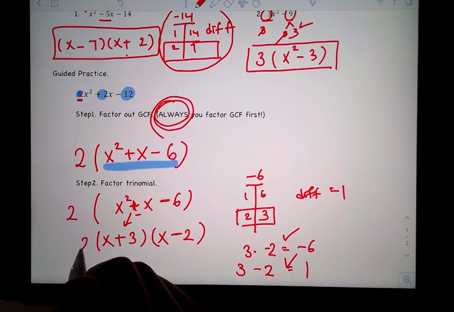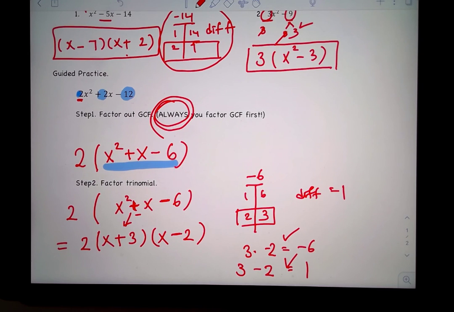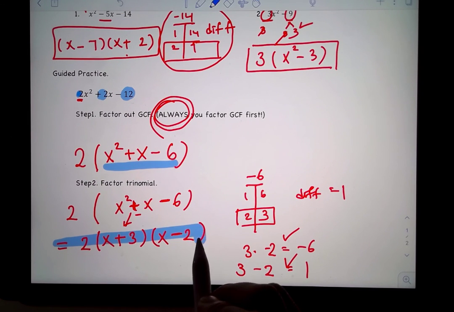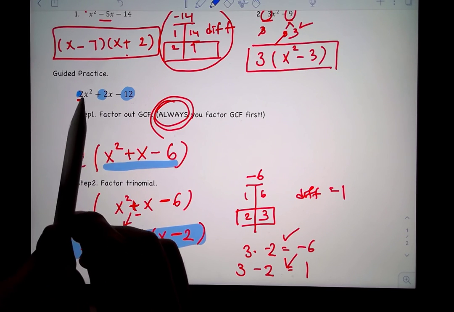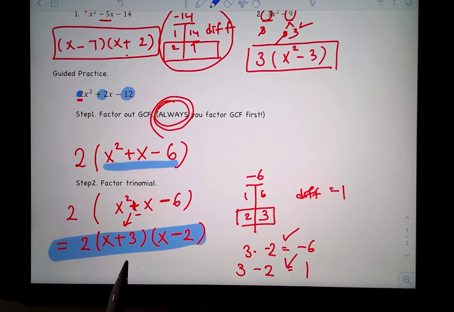And this too, just put it in the front. Bring it down. Then you're done. So this is my factoring. When you factor that one, you will get this. That's it, alright? So I just add one more step before you do the trinomial factoring. All you need to do is factor out your GCF. Alright?